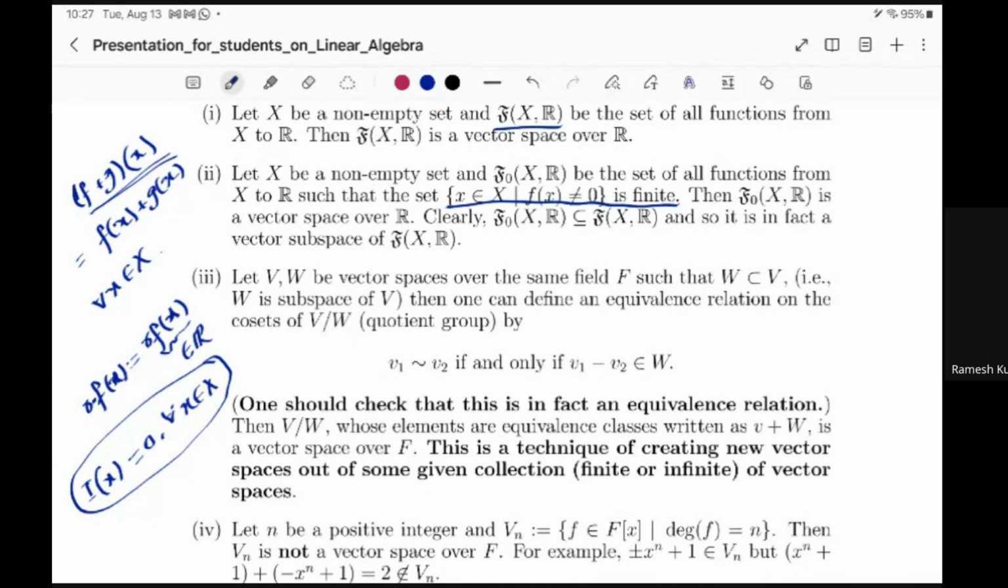Yes, sir. Okay. So I request all the participants to reserve the questions to the end. Otherwise, we cannot go to the problem section. That's why. Okay, sir. Okay, thank you. Sayak, you can move on. Okay, all right.